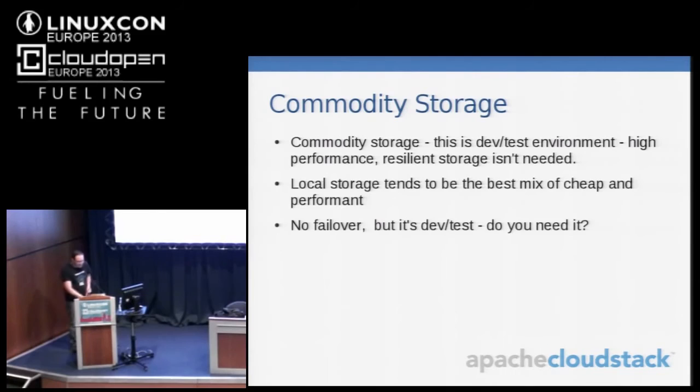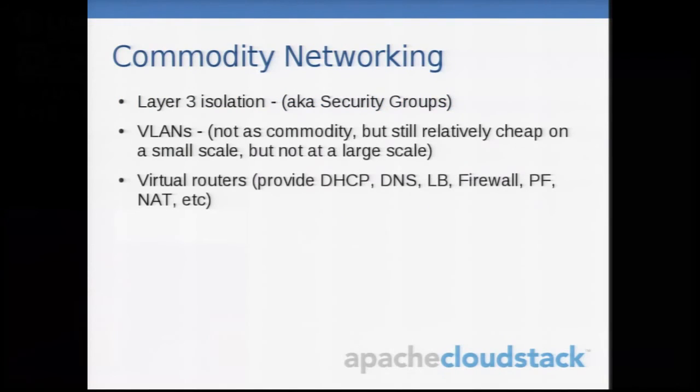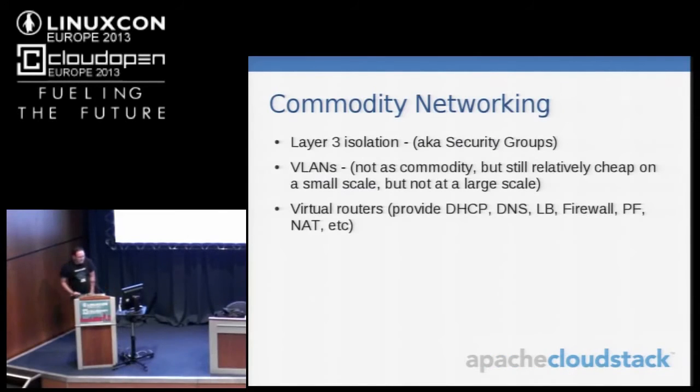So I talked a lot about the networking strategy. If I were defining a network for a dev test cloud, I would be choosing layer 3 isolation, or what Amazon calls security groups. I think that you could do VLANs on a really small scale, but I don't honestly think it's worth it. I don't think, particularly in a dev test cloud, that there's anything that you miss out on by using layer 3 isolation. And you can use cheap and dirty switches. I mean, switches that aren't even capable of VLANs if you're using security groups.